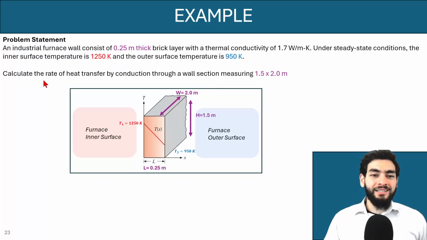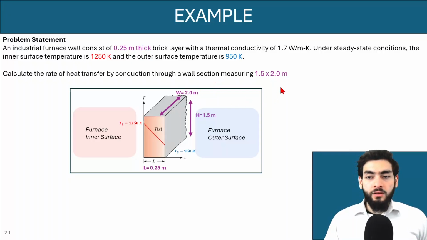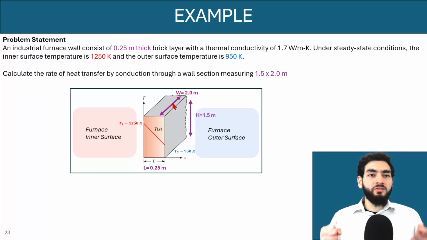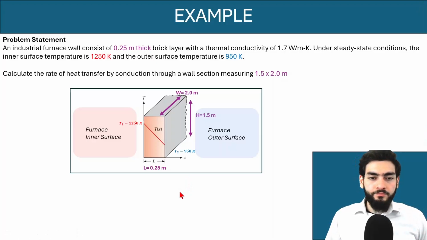The question is asking you to calculate the rate of heat transfer by conduction through this wall section that is measured as having a height of 1.5 meters and a width of 2 meters. So I'd suggest you pause this video and try to solve it yourself, and then we're going to go through the solution together. Okay, so let's look at the solution together.